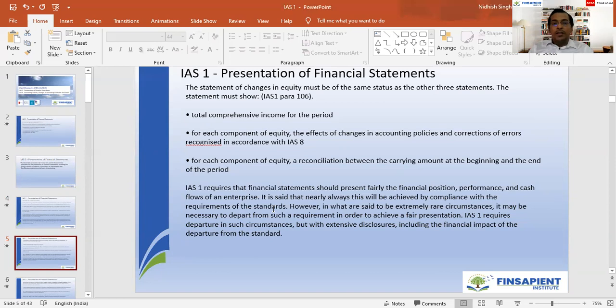We need to provide total comprehensive income for the period. In the statement of changes in equity, there should be opening capital of each type. So if there are different types of equity, like share capital, preference capital, etc., preference shares, there should be a reconciliation for each type of equity separately in the line, in the column. So for the preference share, for the common equity, it should be like opening, changes, and the closing number. That should be reconciled. In addition to this, we need to have total comprehensive income for the period.